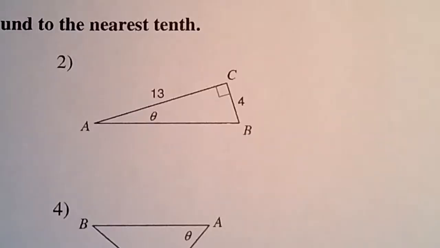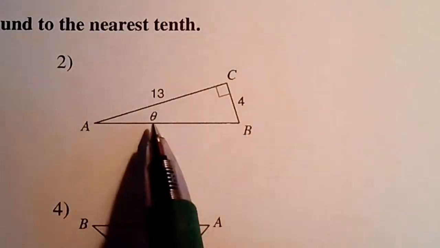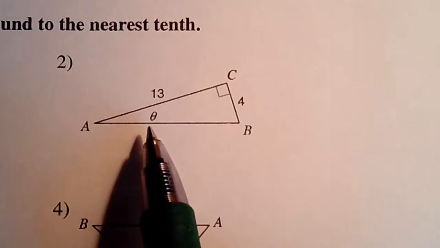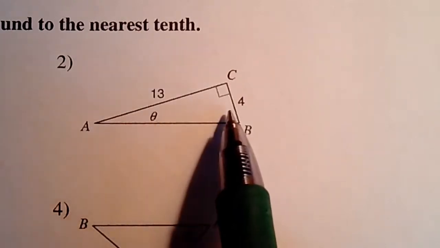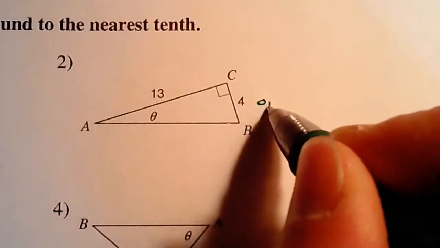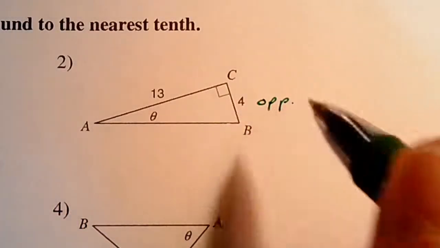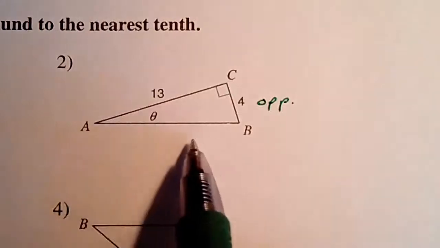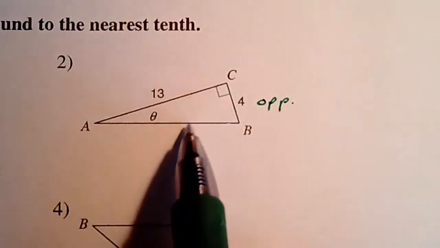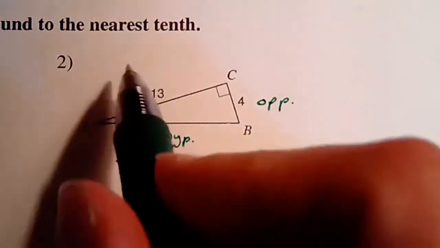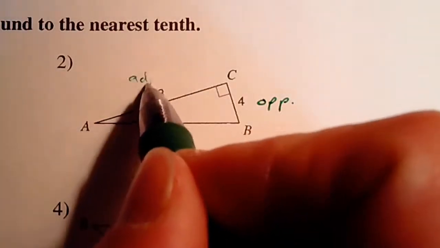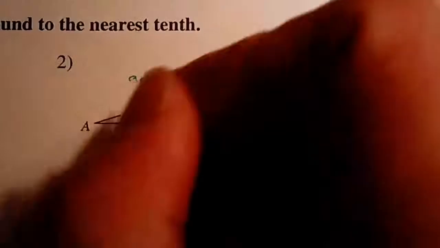All right, so we take a look at this one. Once again, we have to decide, is it going to be a sine, cosine, or tangent? So if I'm standing here on theta, the 4 is across from it, so it is opposite. And the side AB right here, that's across from the 90 degrees, so this is the hypotenuse. And then this makes the 13 adjacent.